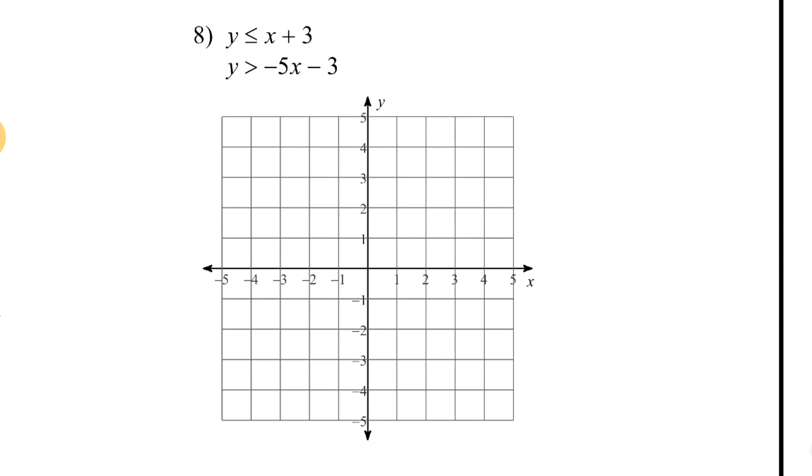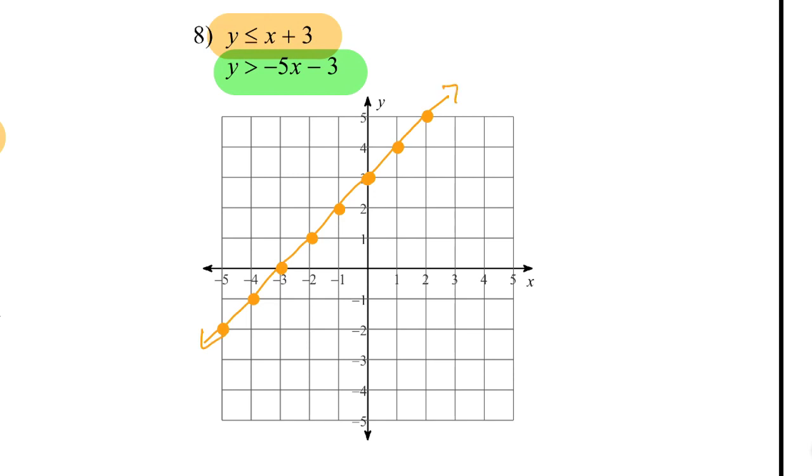Last one here. All right. So for the orange inequality, we have a y-intercept at 0, 3 and a slope of 1 because there's no number shown there, so that means it's a slope of 1. So I can put in all those points. And it is a solid line. So just connect those with a solid line.